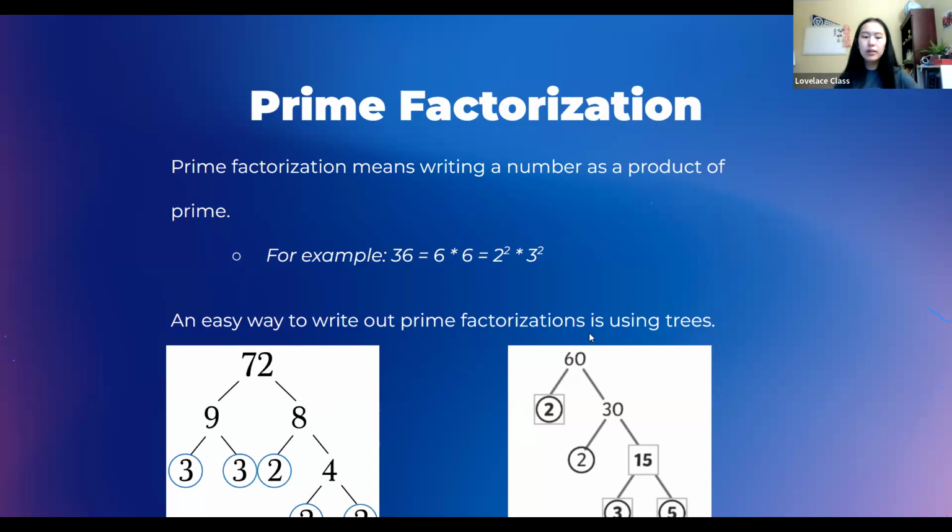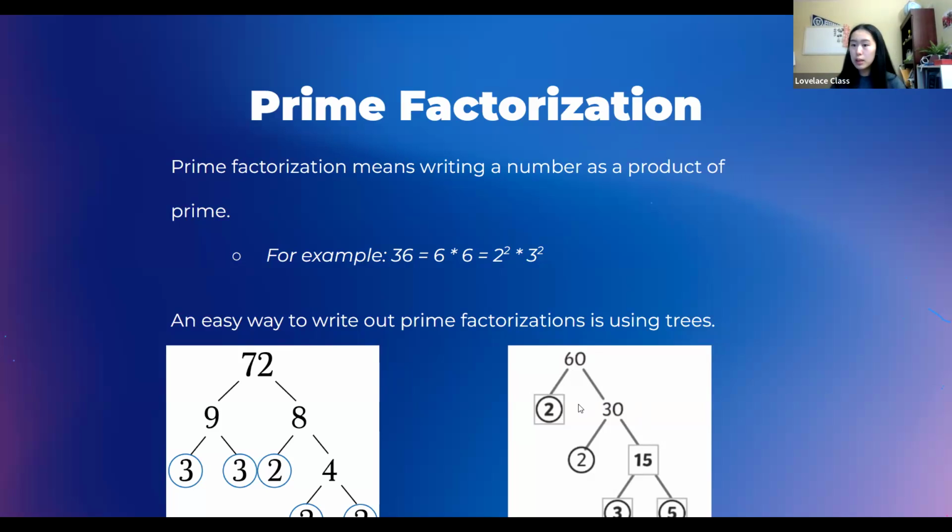But how I like to do them is that when you have a number, I like the tree on the right better, but this is just personal preference. If you have 60, then we have 2 and then 30. We know 2 is prime, and we can see that 60 is even, so it's easy to just pull out 2. And 30, we also know is even, so we can pull out 2, 15, 3, 5. That's how I like to do them. I like to pull out the smaller numbers first.